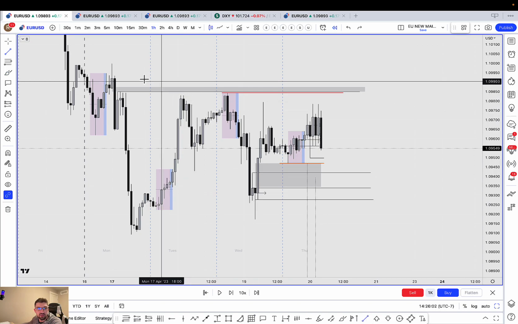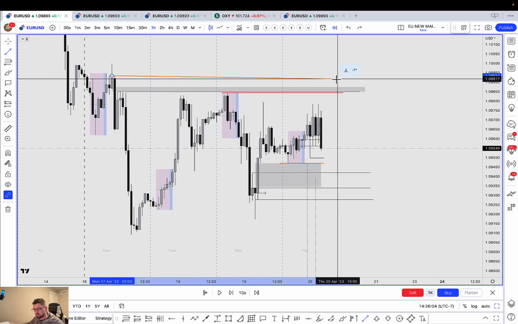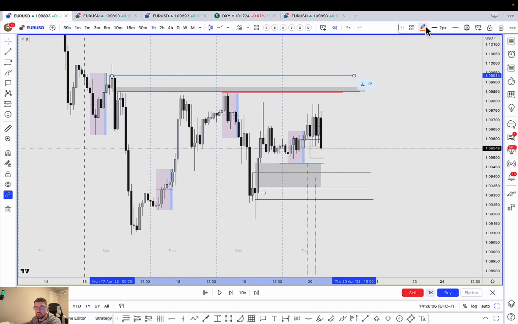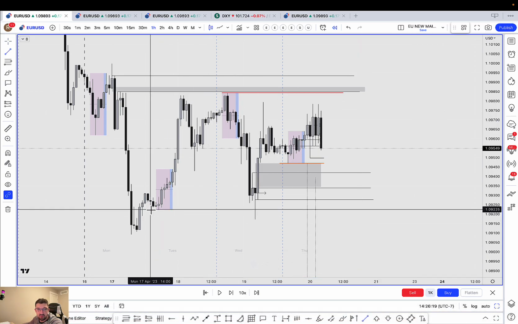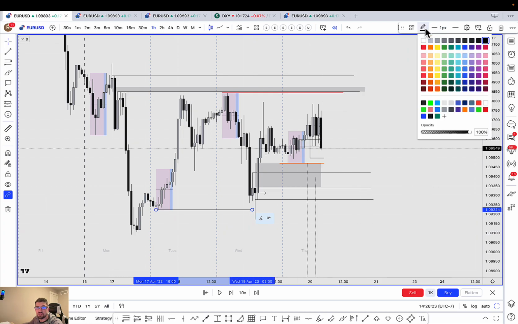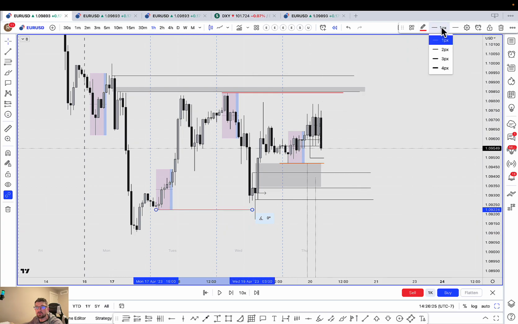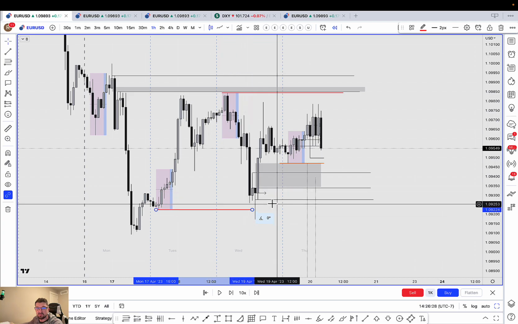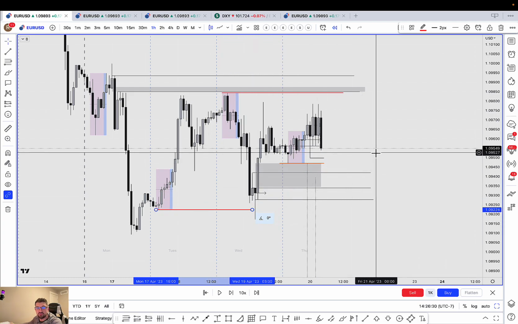Now another point that would be of relevance to me would be up here. Another inducement. Alright, so super simple day, super clean. These are the points we care about. Anything else is irrelevant. Obviously a strong low down here since it took previous day's high. So the confluence is there to use this for a point of interest.